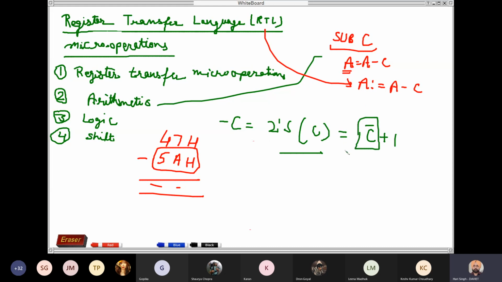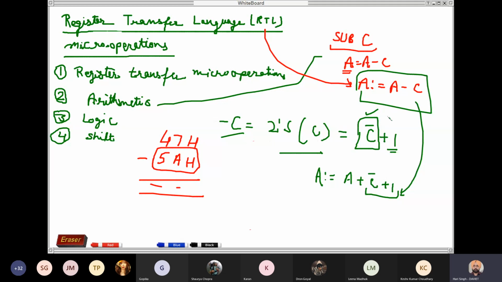If you have to find the 2's complement of a register, first of all we take its 1's complement and then increment, plus 1. Now, 1's complement of C plus 1. So this RTL notation can also be written as A equals A plus C 1's complement plus 1. But this represents the 2's complement, that is minus C. Now both are the same, you can take it this way also. Clear, students? Yes, sir. Any other doubts, students?